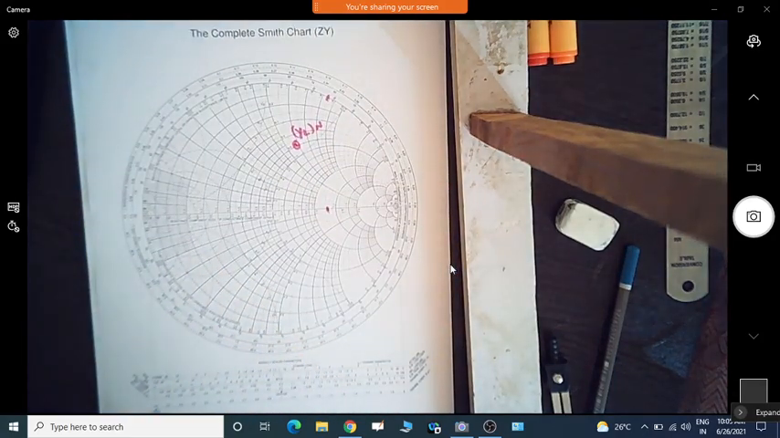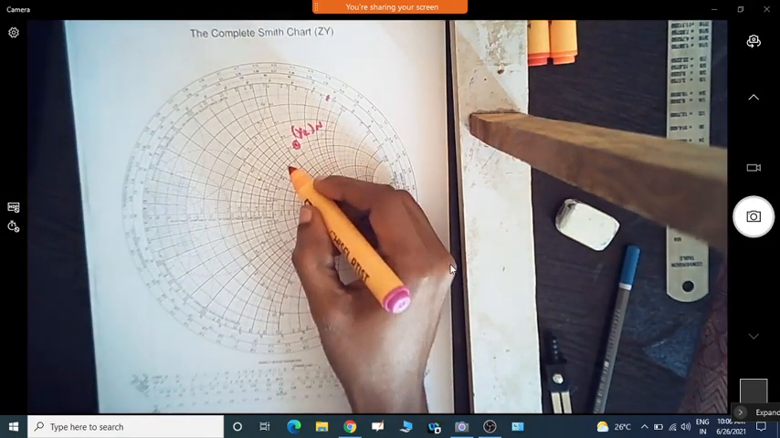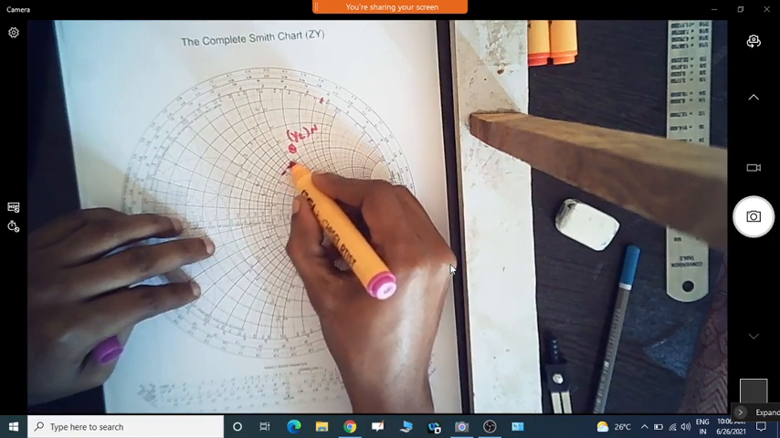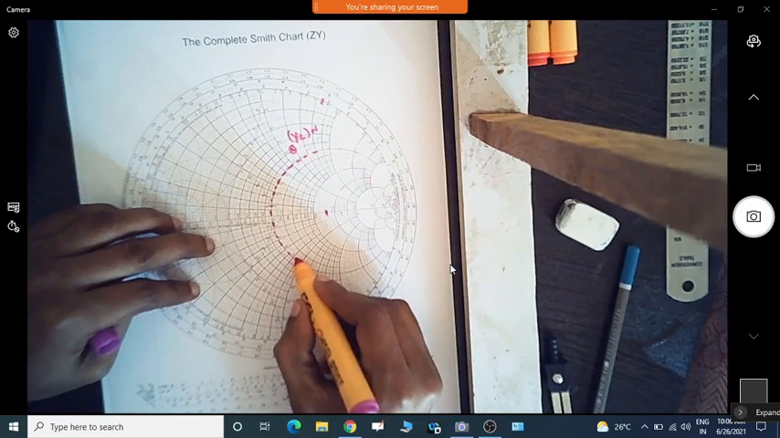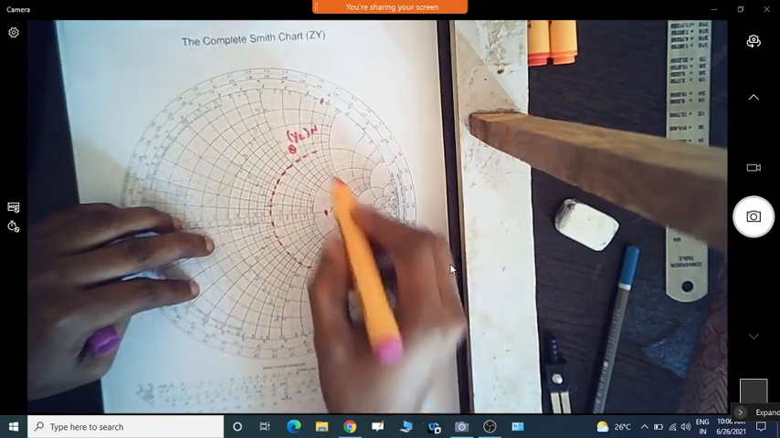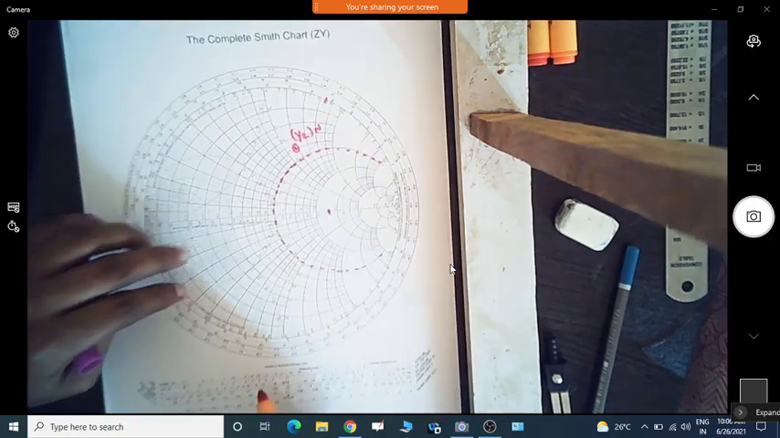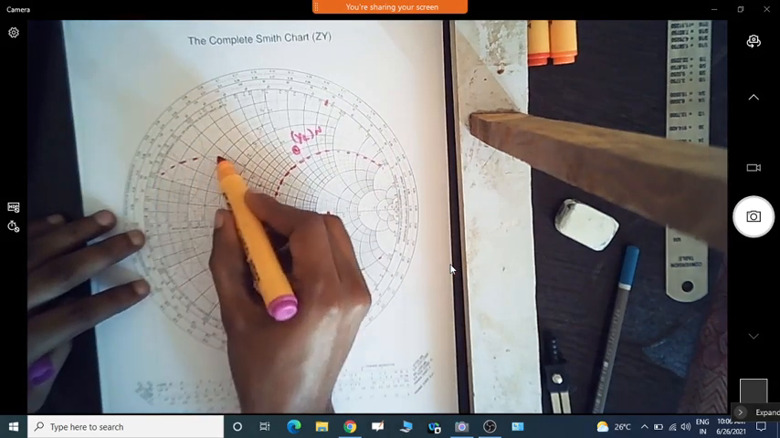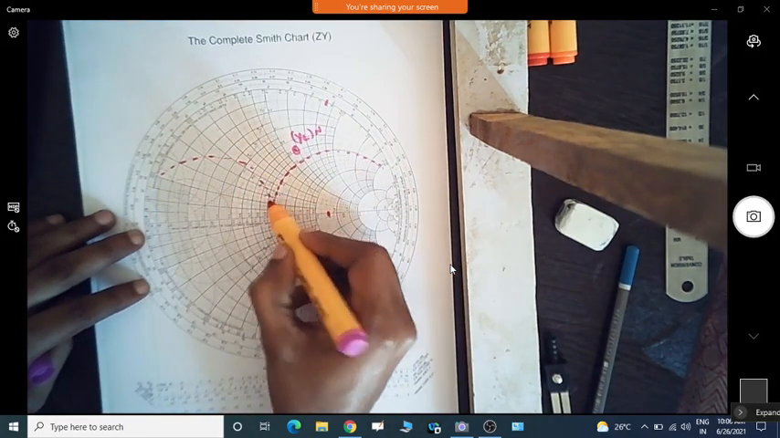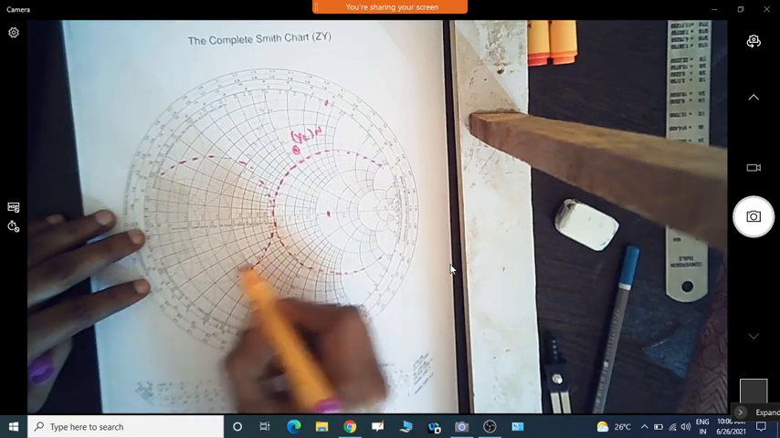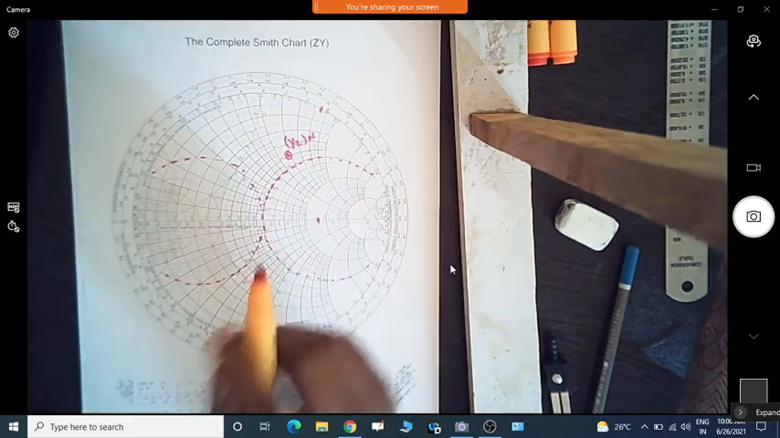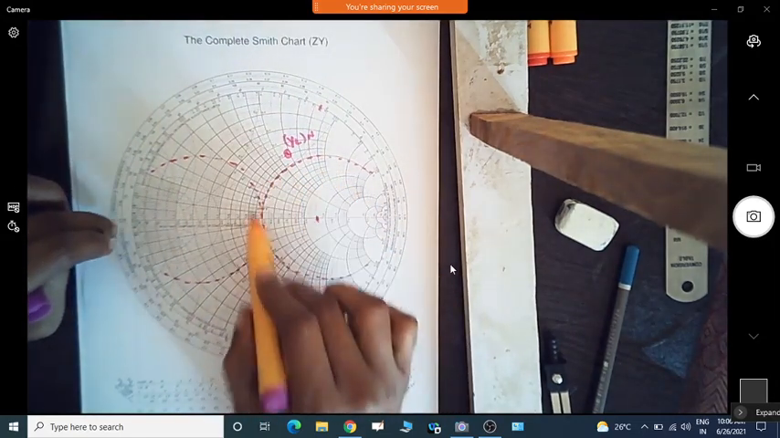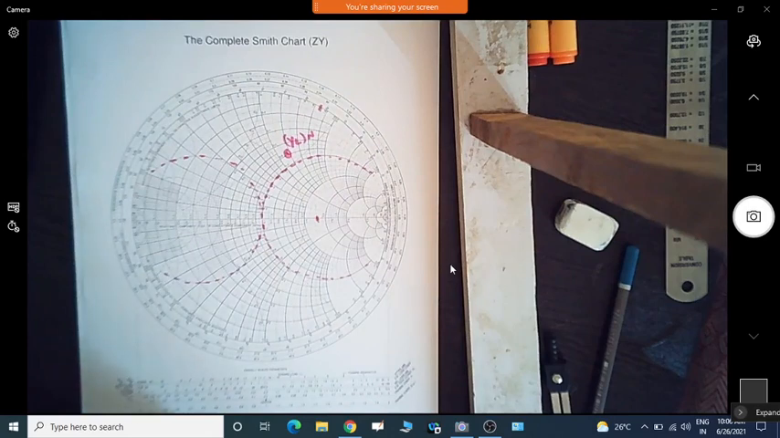Now we have to design a lumped element matching circuit. You can see this is the resistance circle. This is the unity resistance circle, and this is the unity conductance circle. Now this is our load point. It is outside both the unity conductance circle and the unity resistance circle.